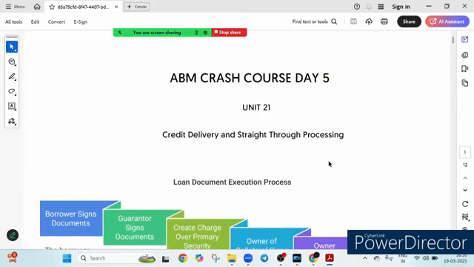Welcome to the ABM Crash Course day number 5, and our topic of discussion today is unit number 21, which is based on credit delivery and straight through processing.